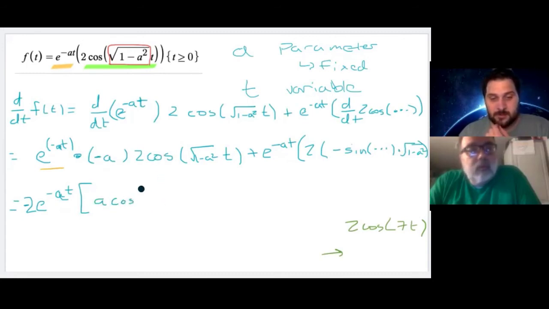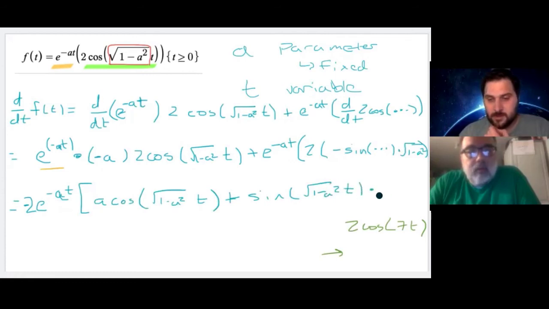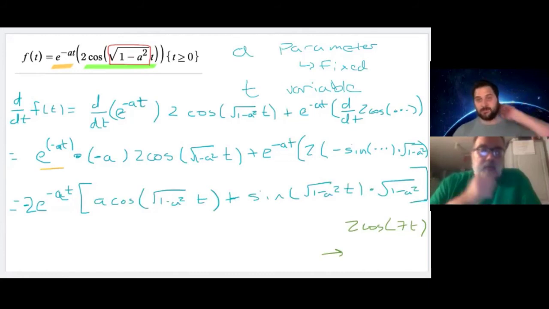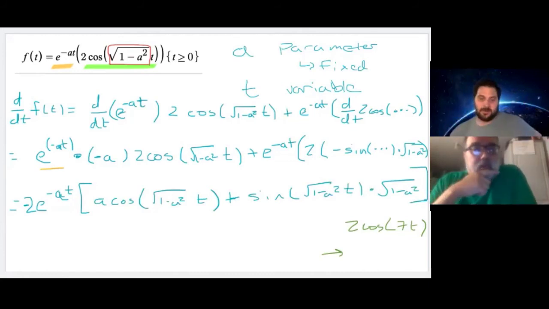A cosine of what I've been calling blah, plus, I've already taken care of the 2, the minus, and the e to the minus at, and then I have sine of the blah times, and that's just a number, minus. So you have some aesthetic choices in exactly how you write it, but that's a derivative that we can say. All right.